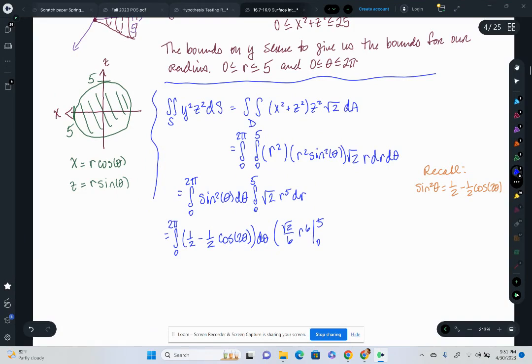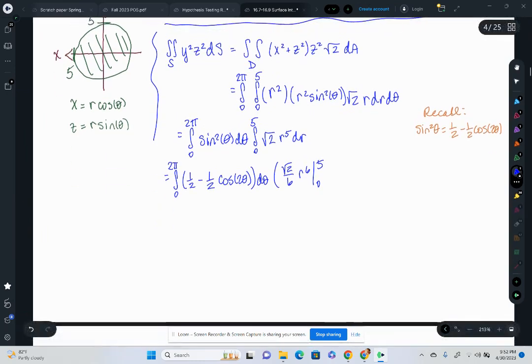I'm going to need a calculator for this. I'm just going to get that out really quick. I'm going to go ahead now and for the left integral, I'm going to integrate with respect to theta. This gives me 1/2 theta, and then it'll be minus 1/4 sine of 2 theta, going from 0 to 2 pi. And then 5 to the 6th power is 15,625.